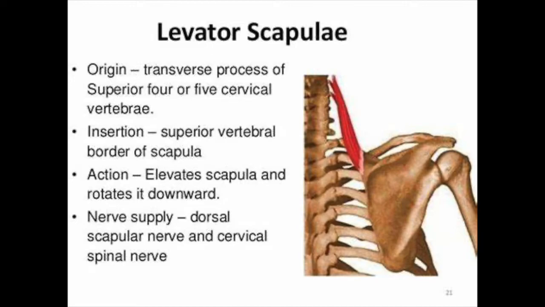Its insertion is the superior vertebral border of the scapula, and its action is to elevate the scapula and rotate it downward. Its nerve supply is the dorsal scapular nerve and the cervical spinal nerve. And I will talk about why this nerve supply and action is so important here in a second.